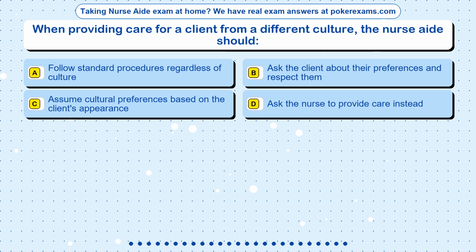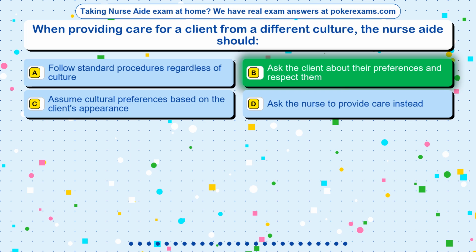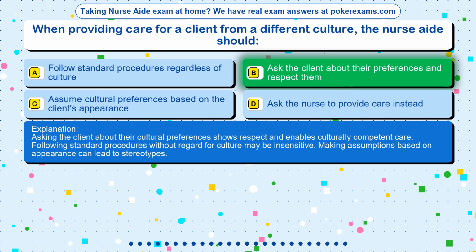Question 3. When providing care for a client from a different culture, the nurse aide should: Option A, follow standard procedures regardless of culture. Option B, ask the client about their preferences and respect them. Option C, assume cultural preferences based on the client's appearance. Option D, ask the nurse to provide care instead. The correct answer is option B, ask the client about their preferences and respect them. Asking the client about their cultural preferences shows respect and enables culturally competent care. Following standard procedures without regard for culture may be insensitive. Making assumptions based on appearance can lead to stereotypes.